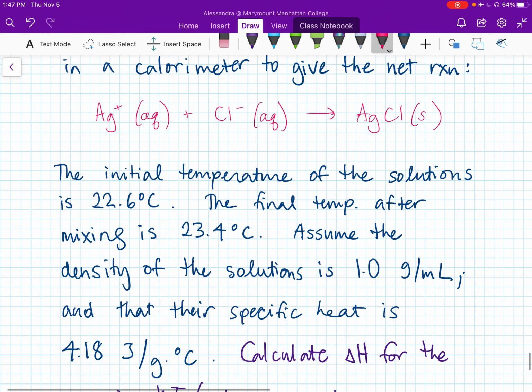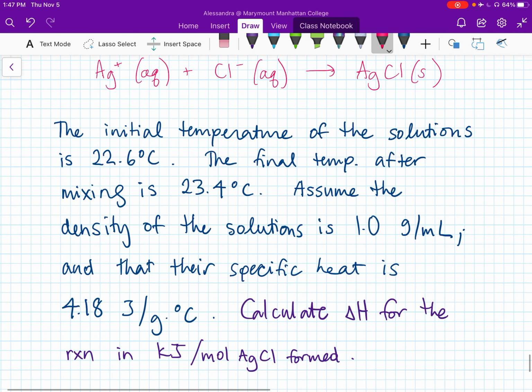You can also assume that the specific heat of the solutions is equivalent to the specific heat of water, which is 4.18 joules per gram degree Celsius. Using all of this information, calculate delta H, the change in enthalpy, for the reaction in kilojoules per mole of silver chloride that forms. All right, so you should definitely pause the video and take a moment to write down that question and think about how you're going to solve it.